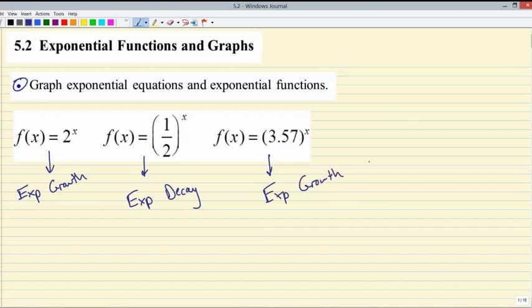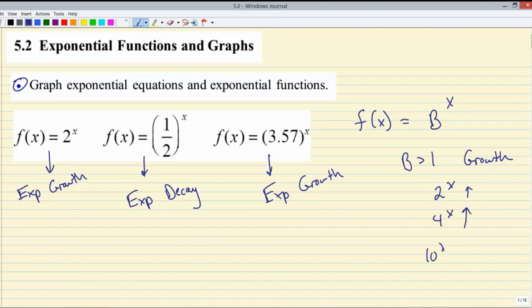And so what determines whether it's growth or decay is if you have a function with a base to the x power. If that base is greater than 1, then you have growth. And the bigger the base is, the faster it grows. So something like 2 to the x grows kind of fast, 4 to the x grows faster, and 10 to the x grows really fast. The base of the exponent dictates how quickly it grows. So these are all growth functions.